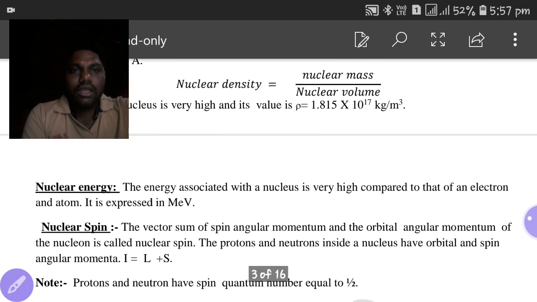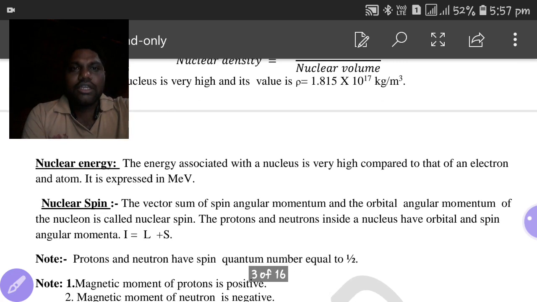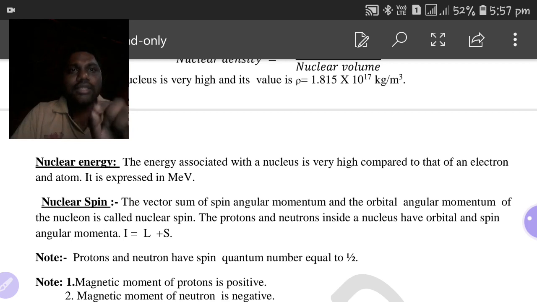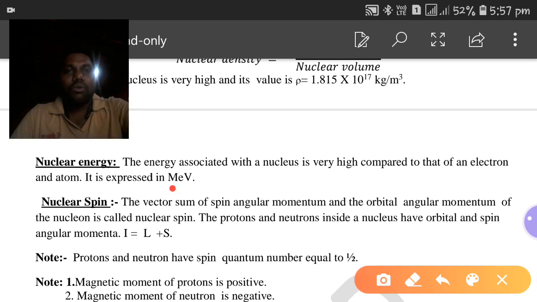The next one is nuclear energy. The energy associated with the nucleus is known as nuclear energy. In later classes you are going to study everything about nuclear energy, so I'm not going to discuss much here, but I just want to give you a hint that this is the energy associated with the nucleus, and the energy is very high. It is expressed in terms of mega electron volt.